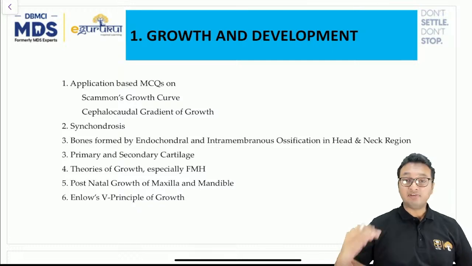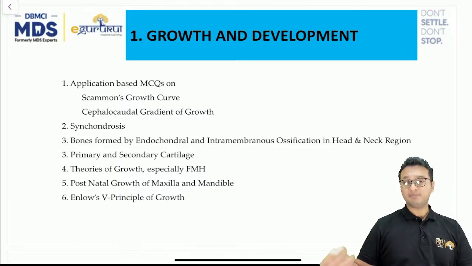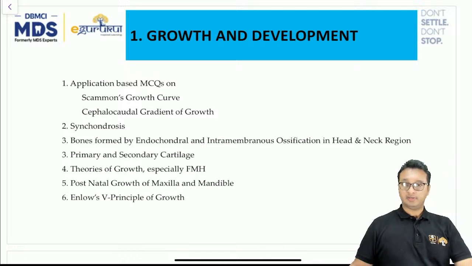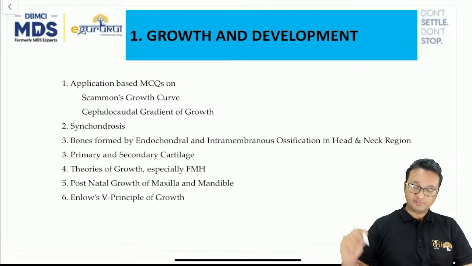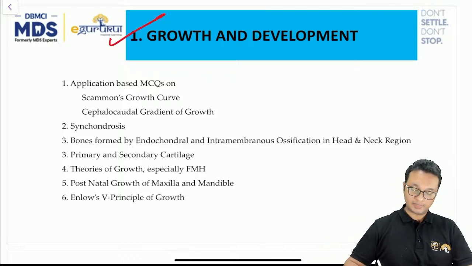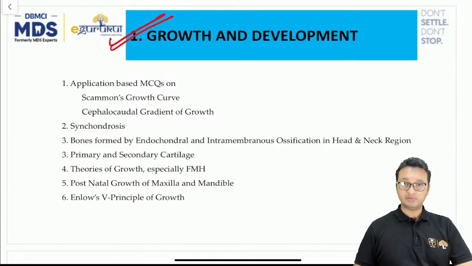So in this particular session, I'll be talking about the main topics which are usually asked in such exams and related subtopics of that particular unit in the subject of orthodontics. So starting with the first unit, that is growth and development. This is an important unit, as you can have many questions on this particular topic.